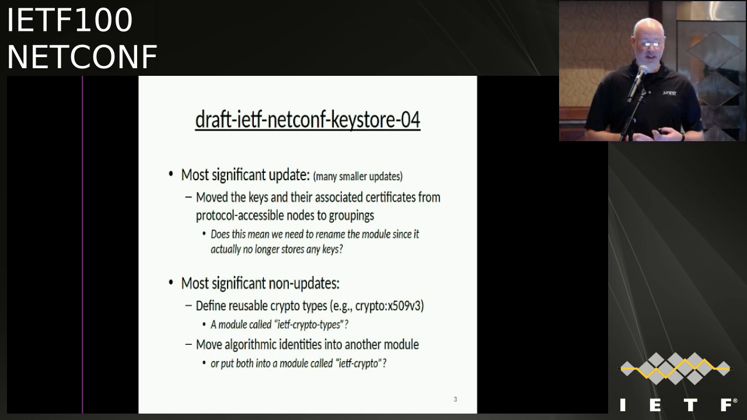And also there was a discussion about moving algorithmic identities into another module. Where would we put those identities? I mean, we wouldn't put them into a module called crypto types because that's, I think, only supposed to have types or type defs in them, not identities. So then maybe we'd have a more generic module called something like IETF crypto, which would have both type defs and identities. So, I mean, that's not necessarily answering the question of what the name of this module should be, but it is sort of suggesting that we should move some of this information out of this module into others.